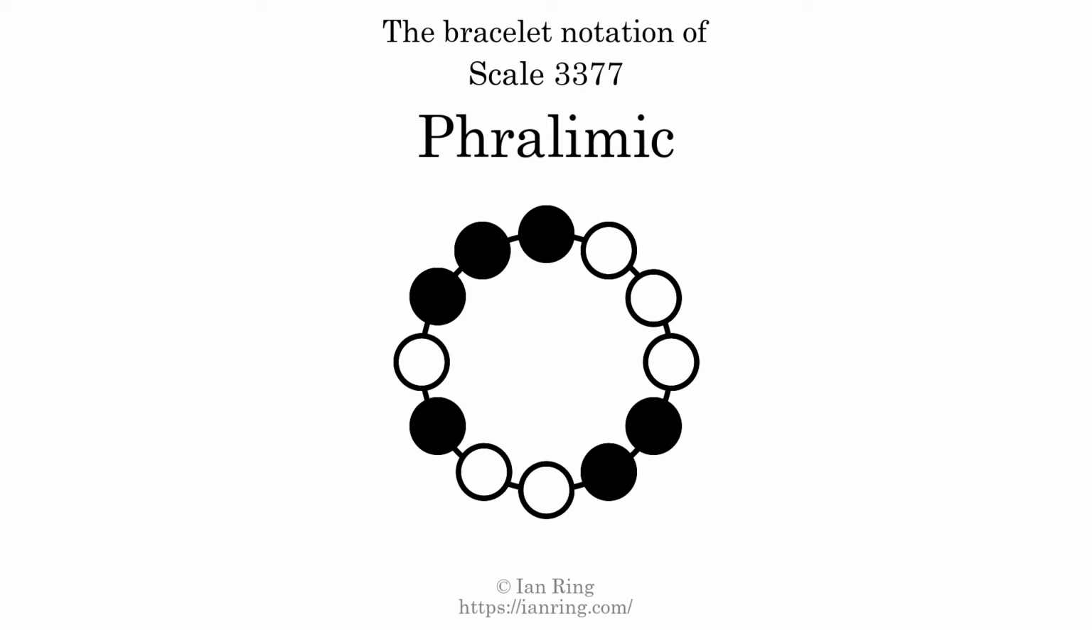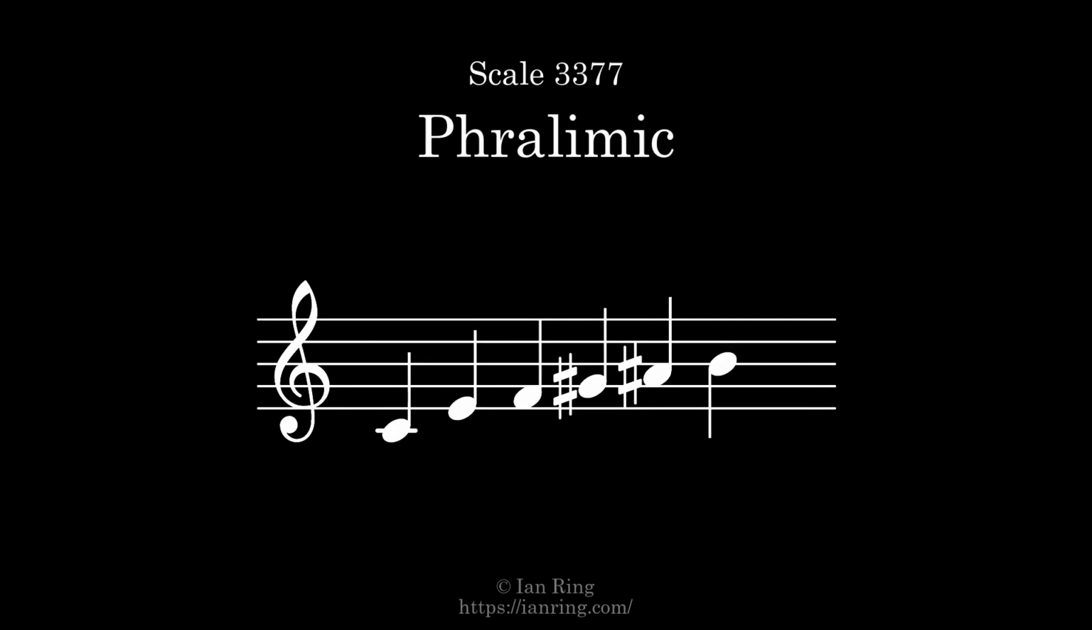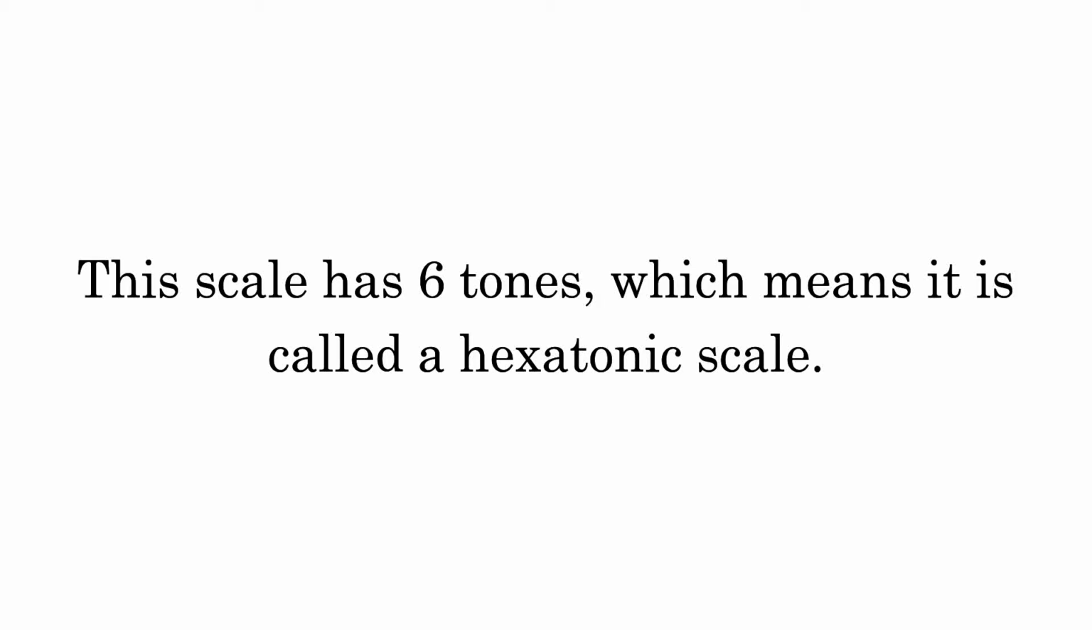Today we will talk about scale 3377, Phralimic, which sounds like this. This scale has 6 tones, which means it is called a hexatonic scale.